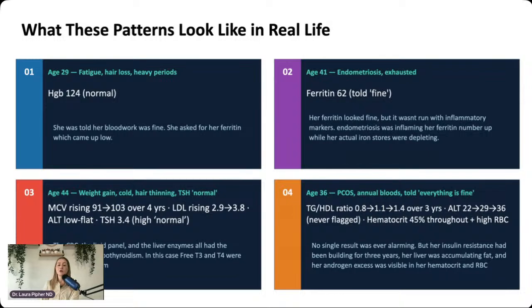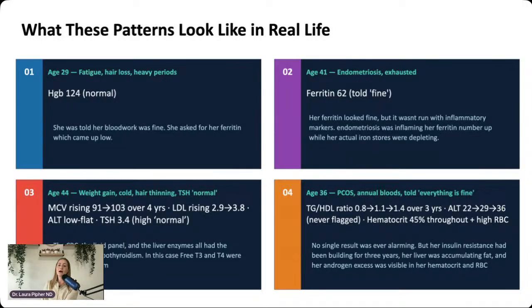And they looked at the rest of their panel and nothing was crazy, but their MCV was rising slowly over 4 years. Their LDL cholesterol was rising, again, over a few years. And their ALT was low-ish normal, nothing crazy. But over time, we see these trends with a TSH that was high normal. The first thing should be to retest that thyroid panel to include T3 and T4. And in this case, somebody was diagnosed with hypothyroidism because we actually ran the thyroid levels after looking at the symptoms, the presentation, the blood work, the trends, and the movement over years.